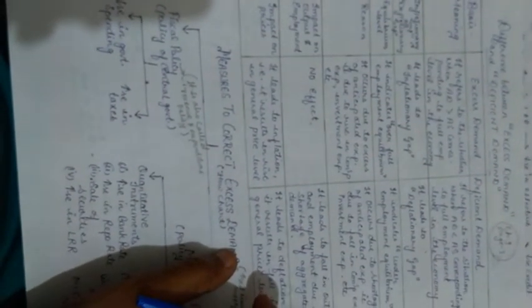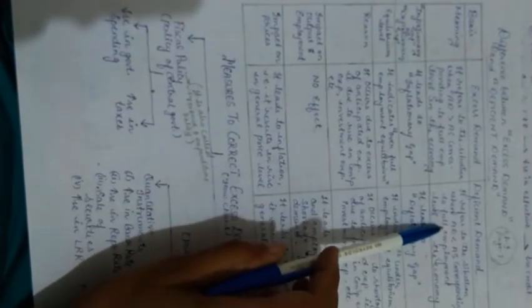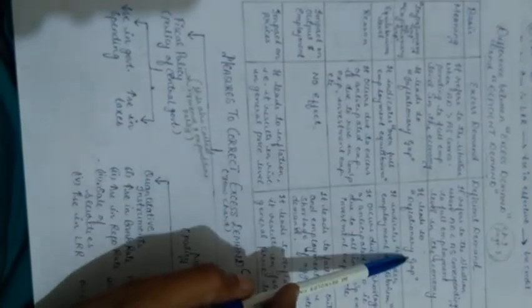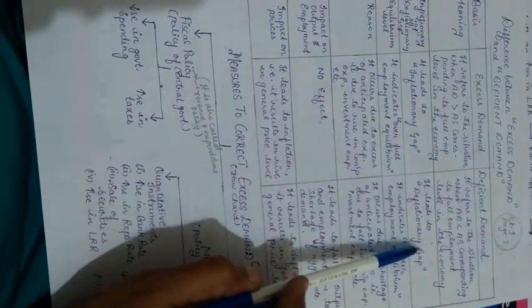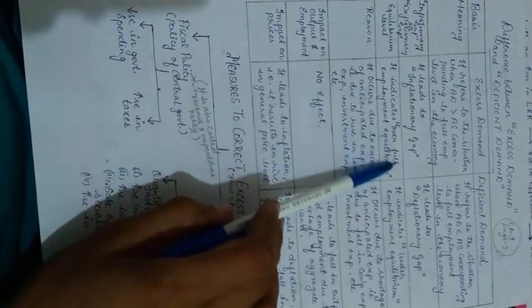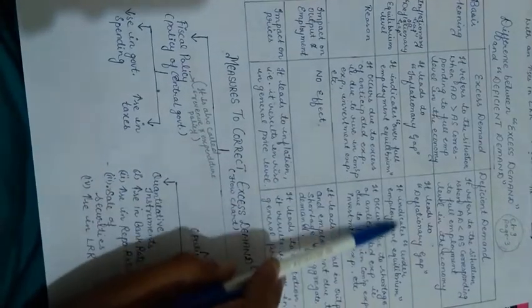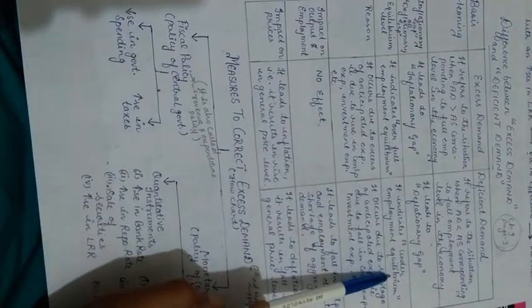Now you have to look at a basic difference between your excess demand and your deficit demand. Here is the difference. Excess demand refers to the situation when your AD is greater than AS. Deficit demand refers to the situation when your AD is less than AS. It leads to inflationary gap, it leads to deflationary gap, and it indicates over full employment equilibrium, and it indicates under full employment equilibrium.